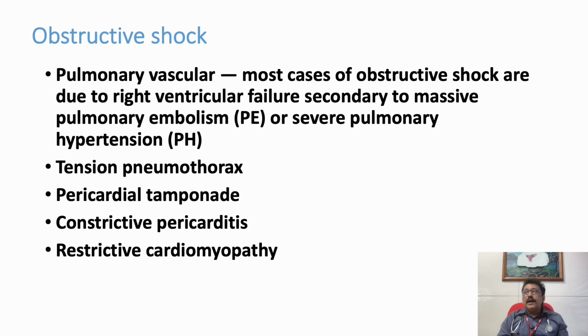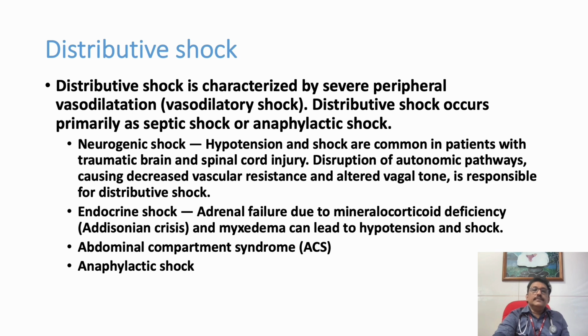So in these three causes, it is due to reduced relaxation of the ventricle. When there is reduced relaxation, the amount of blood coming to the ventricle is reduced, so the output is also reduced. That will produce hypotension and shock. So these are the common causes. In that, remember, pulmonary thromboembolism is one of the most common causes of acute obstructive shock.